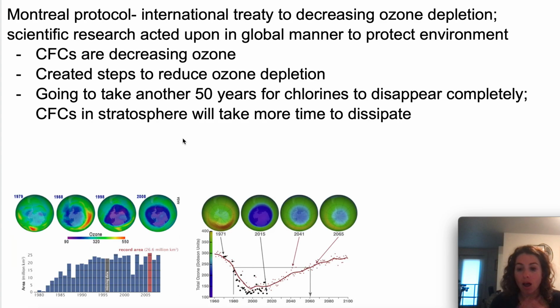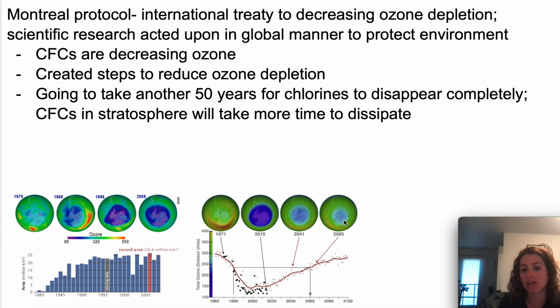The Montreal Protocol is what started the substitution of HFCs for CFCs. And it worked. Within 50 years, we've seen the chlorines have almost disappeared entirely. The hole around Antarctica has really started to close up. The Montreal Protocol was enacted in 1987, and since then we've seen a lot of gains in terms of ozone depletion. So it's not an issue anymore.